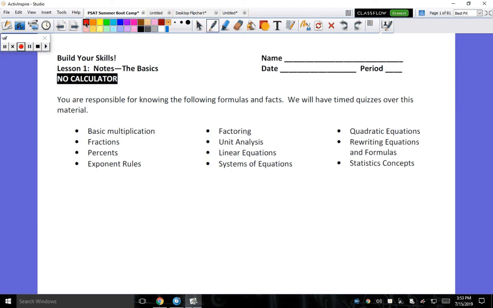So we're looking at lesson 1, and basically the fundamentals, the basics. This one's our biggest lesson of the first 9 lessons. This almost feels like 2 lessons because it's so long, okay? Now look at all the things that we're going to cover over this lesson. We're going to look at basic multiplication, by hand of course, fractions by hand, percents, exponent rules, and so on and so forth.